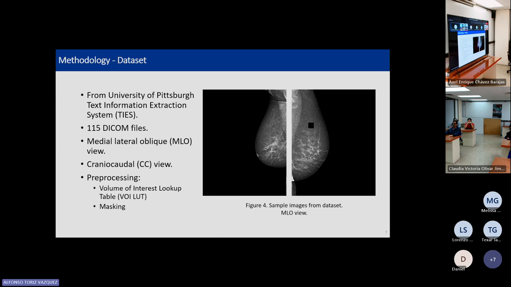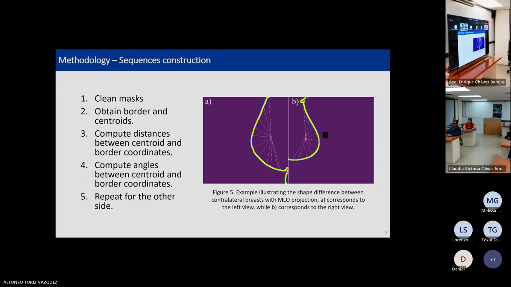What we did with the images was to pre-process them using the DICOM volume of interest lookup table that basically takes the pixel values and adjusts them based on the information from the X-ray machine. It can vary a little bit, but at the end, you get a nice image with better contrast. Then we apply a masking operation to clean the black background, since a lot of doctors annotate the background or draw shapes or arrows, so we didn't need those kinds of information in our project. Then, after cleaning the masks, we obtain the borders and centroids.